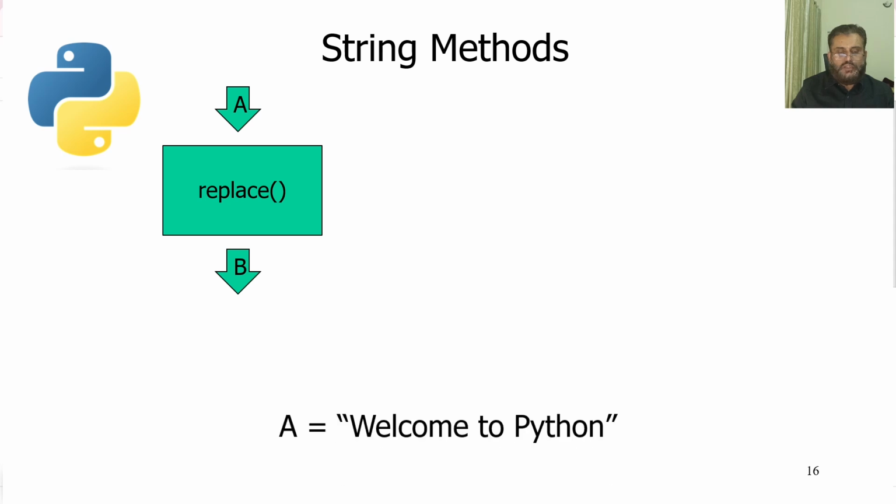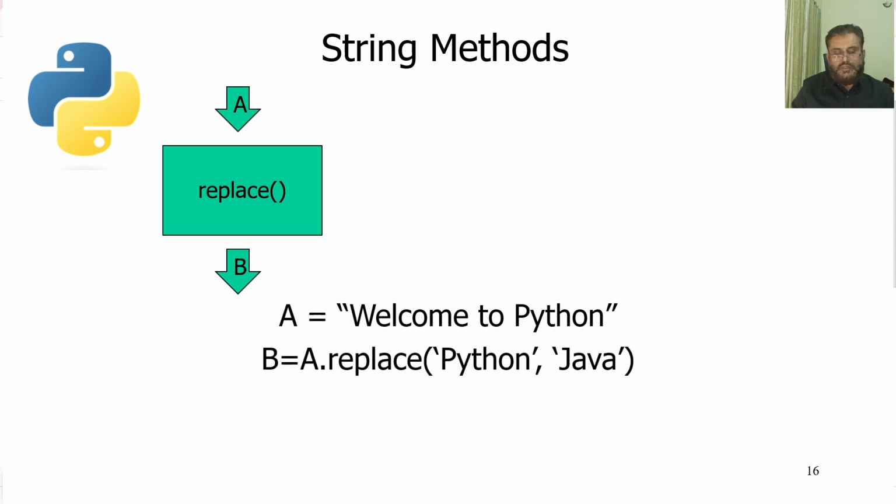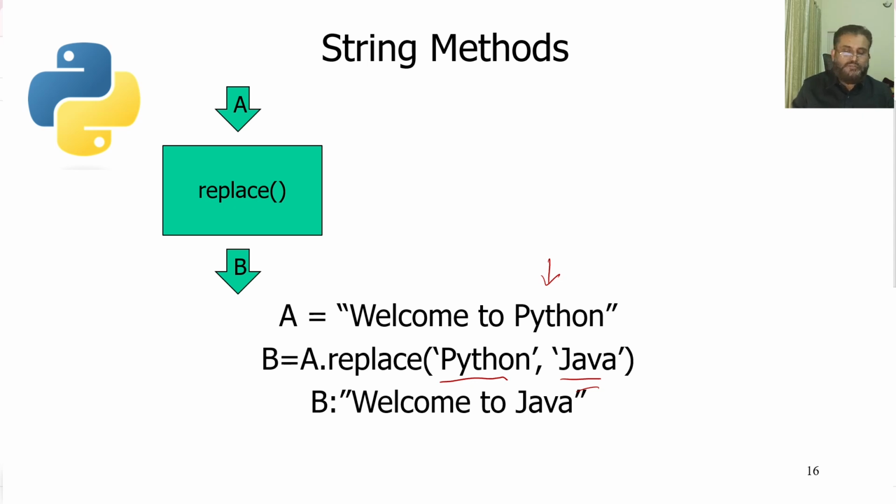Another useful method is the replace method. For example, if we have the string a, welcome to Python, the replace method takes 2 parameters. For example, if we give the first parameter Python, which should be in the string, and we want to replace it with another substring Java, what we will have now is welcome to Java. So the word Python has been replaced by the word Java, or substring Python has been replaced by substring Java.